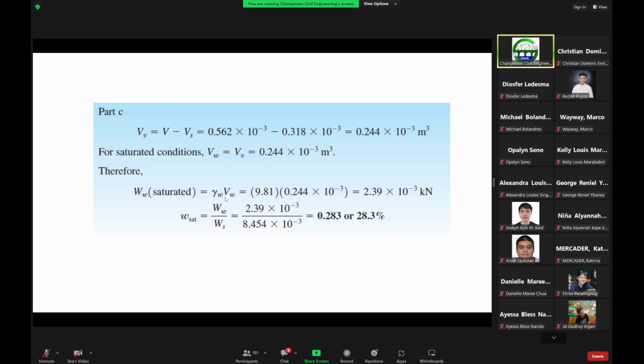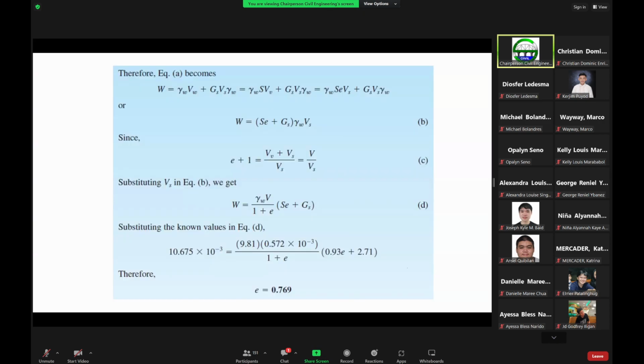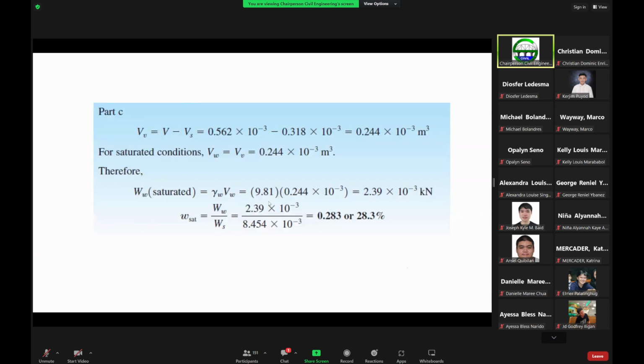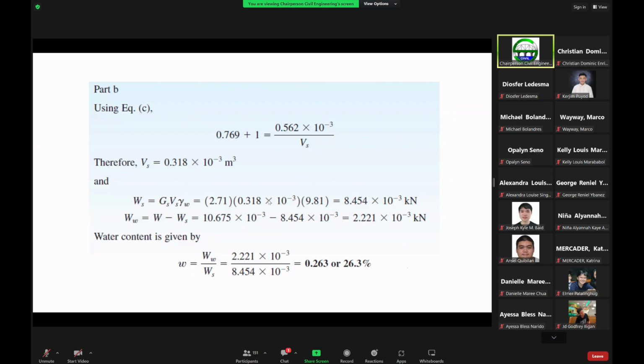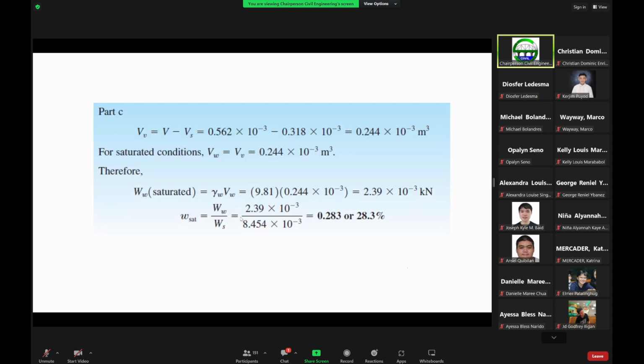Okay. So now that we have the weight of the water in the saturated condition, to get the saturated water content, divide that by the weight of the soil. Again, where's that weight of soil? Yeah, that's this one here, 10.65. Sorry, no, that's the total weight. Where is the weight of the soil again? Here, that's the weight of the soil, 8.54. So this value divided by the weight of the soil solids gives you 0.283, or 28.3%. So this 28.3% is the saturated water content. This saturated water content of 28.3% is equivalent to your degree of saturation of 100%.